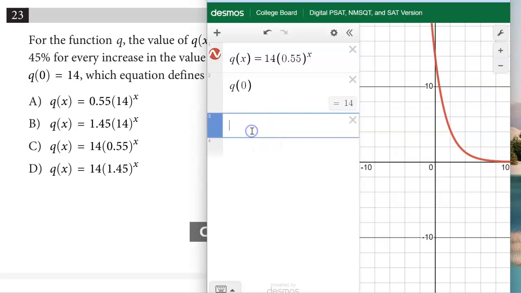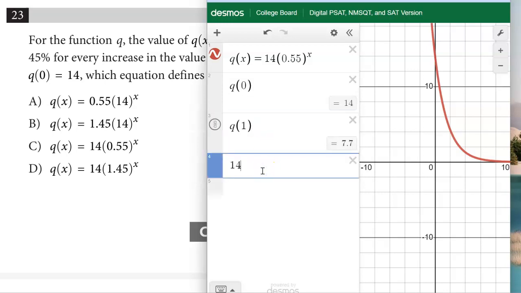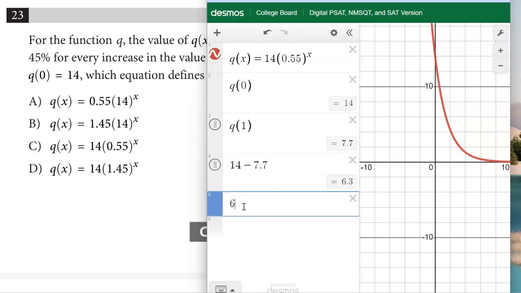So one way to do that is to just go to Q of 1. Q of 0 is 14 and Q of 1 is 7.7. Well, how much decrease was that? If you subtract the two numbers, you're going to get a decrease of 6.3, and 6.3 divided by 14, which is the initial value, is 0.45, which is equivalent to 45%. So the correct answer in this case would be answer choice C.